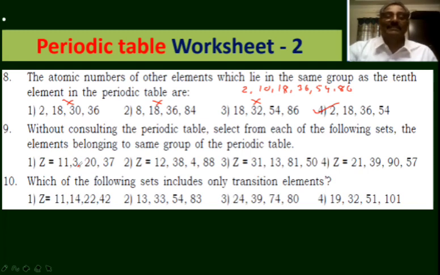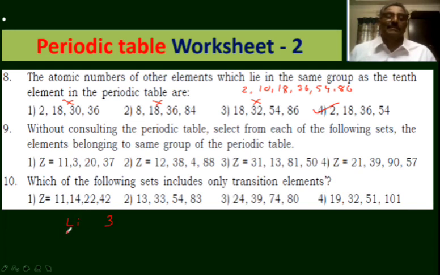11, 3, 20, 37. The smallest atomic number is 3 in the first option. In the second option, the smallest atomic number is 4. In the third option, it is 13. In the fourth option, it is 21. Now let us see here. The smallest atomic number is 3. That is lithium.